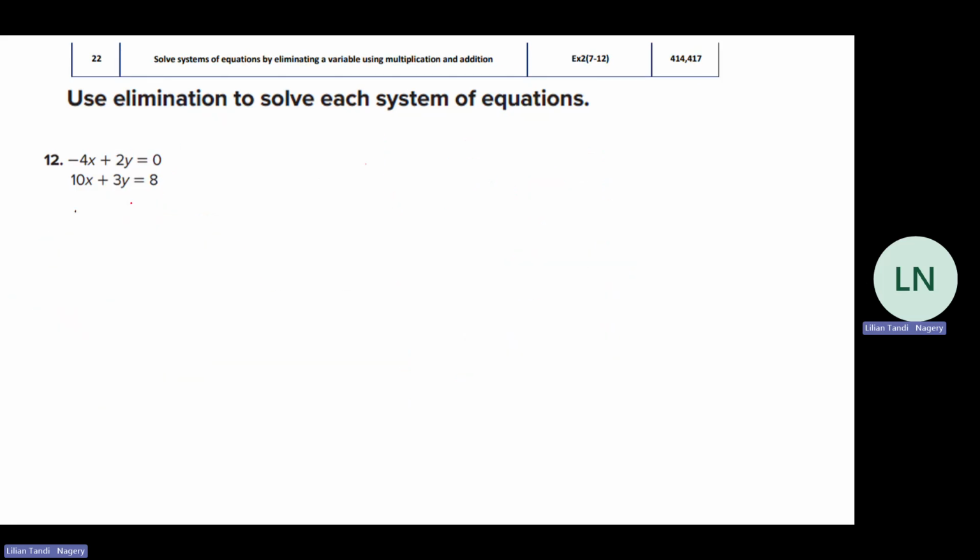Who are friends here? These ones are better. I'll eliminate y. Okay. So I'll put 3 here, 2 here. I'll do distributive property 3 different times on each equation. Negative 12x plus 6y equals to 0.